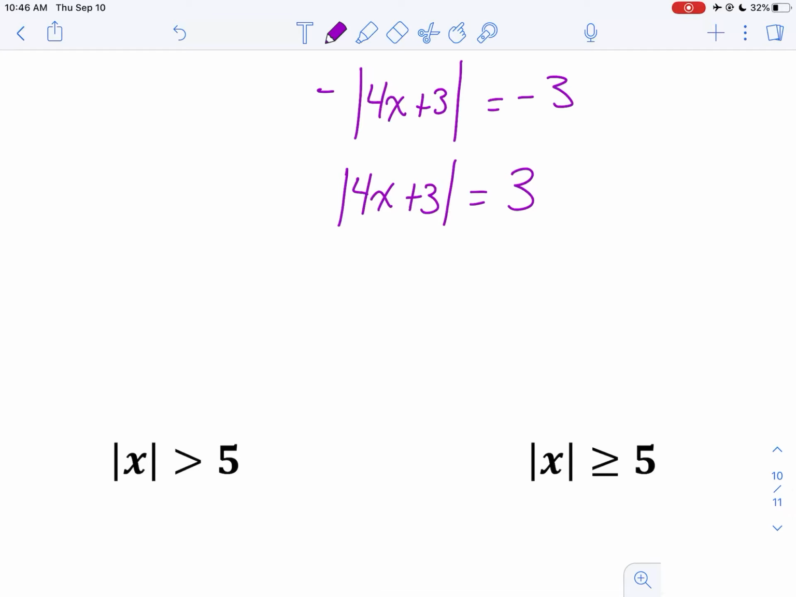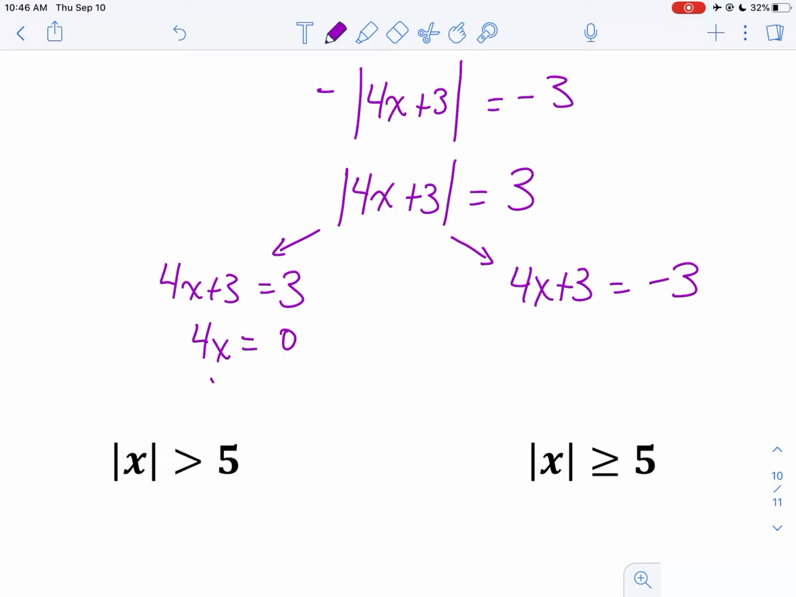That gives me 4x plus 3 has to equal 3. And at this point, there's two ways this can happen. You need to split these into two problems. 4x plus 3 could equal 3, but 4x plus 3 could also equal negative 3. Do you see that? If 4x plus 3 is negative 3, then the absolute value of negative 3 is positive 3. So we just solve here.